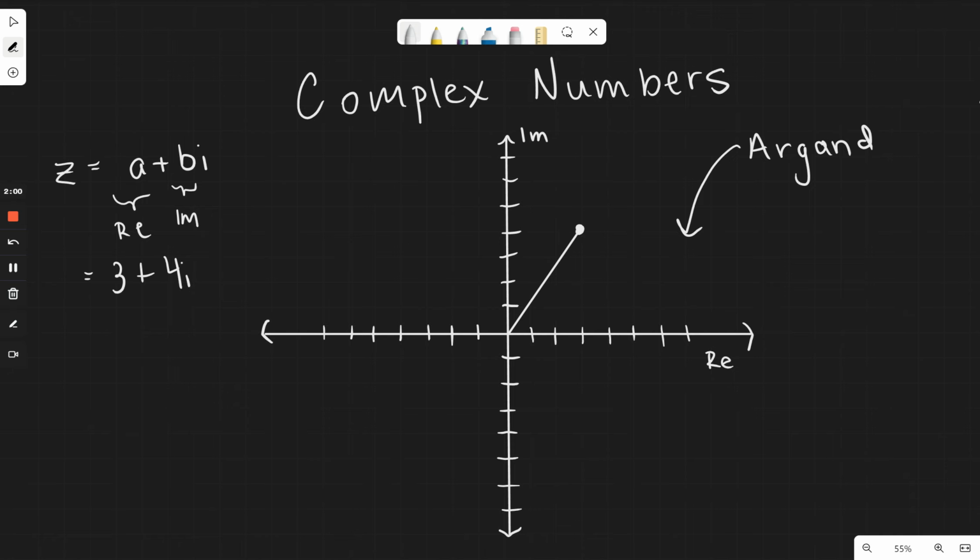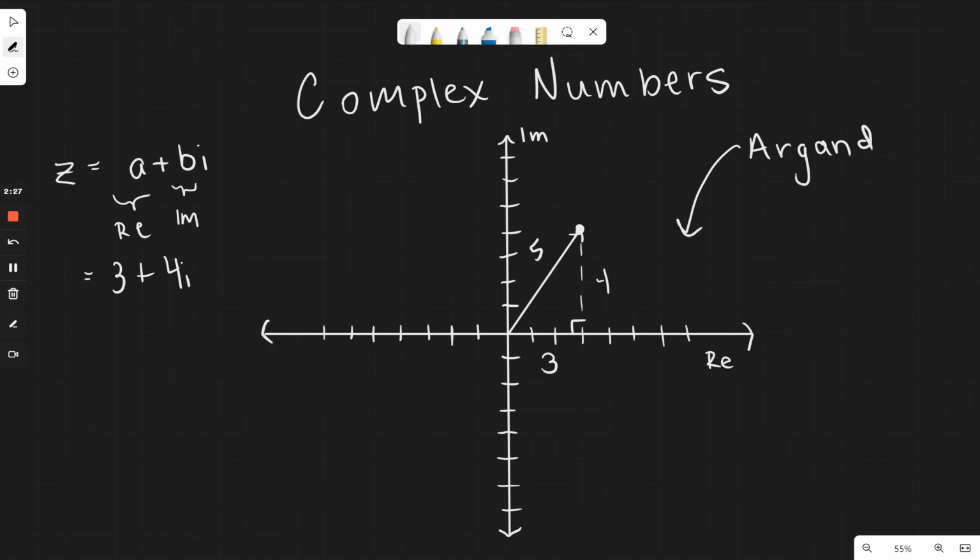Okay, actually, never mind. This length right here is the hypotenuse of a triangle with height 4 and base 3. Okay, right? So if this is a right triangle, well, we can use our Pythagorean triples, or just use the Pythagorean theorem to calculate that the magnitude of this complex number is 5. So you can think of it a lot like vectors in that way.